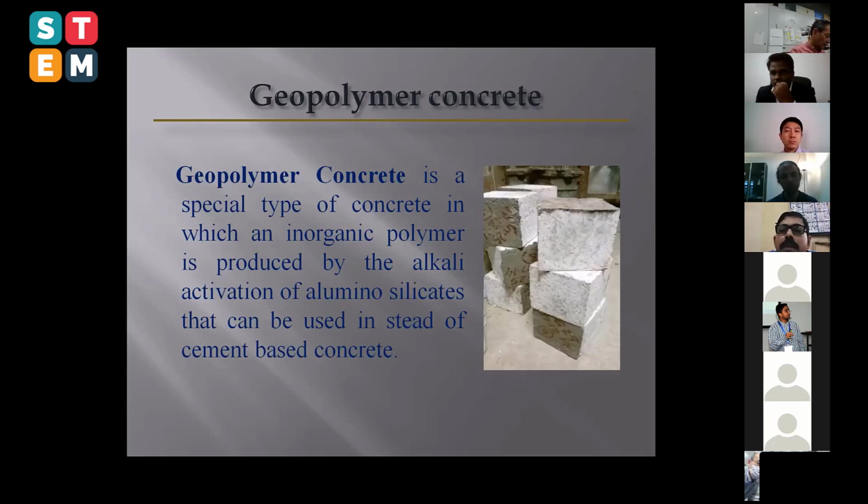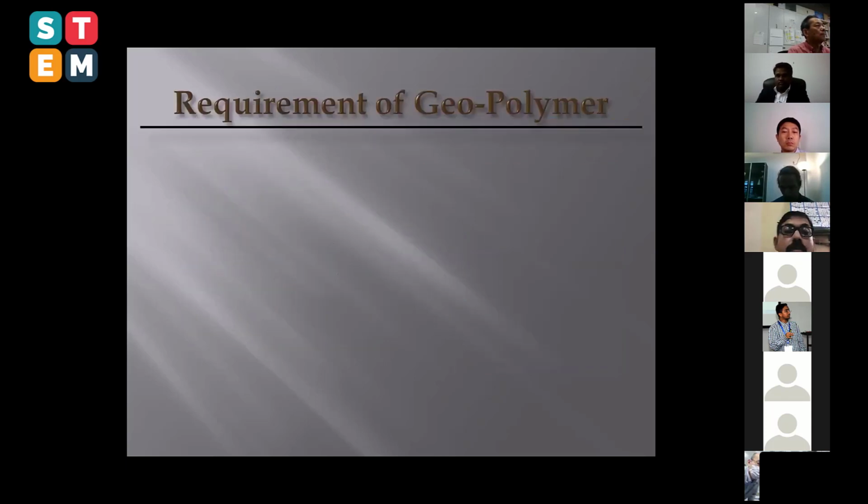The cement production is not eco-friendly, because 1 ton of cement production means almost 1 ton of carbon dioxide emission in the atmosphere. So from the greenhouse gas emission point of view, we can search for an alternative: concrete made without cement, that is geopolymer concrete. Geopolymer concrete is a special type of concrete, an inorganic polymer produced by the alkali activation of aluminosilicate, that can be used instead of cement-based concrete.